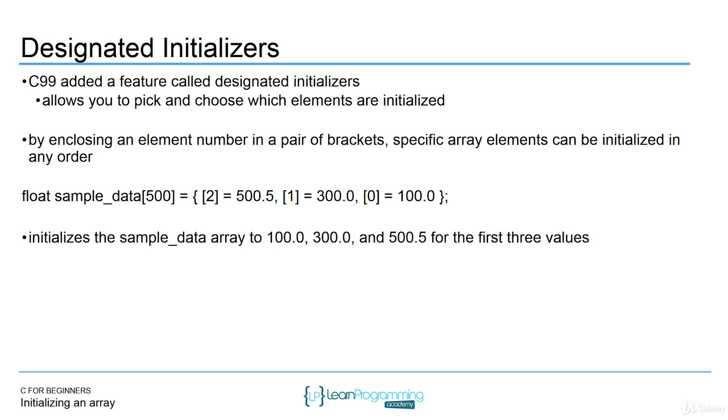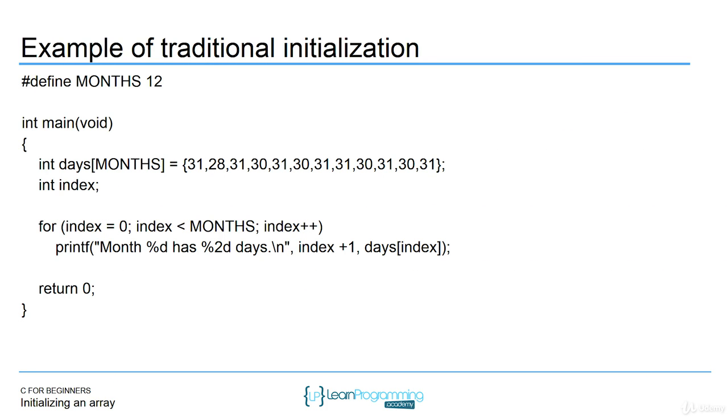You're still going to have element 0, or the first element, equal to 100, the second element equal to 300, and the third element equal to 500.5. But we're specifying what index to initialize right in the curly brackets. Another example here, we have an int array called ARR. It's of size 6, and when we declare it, we're initializing the 5th element, which is the last element, to 212. All the other elements are going to be 0.